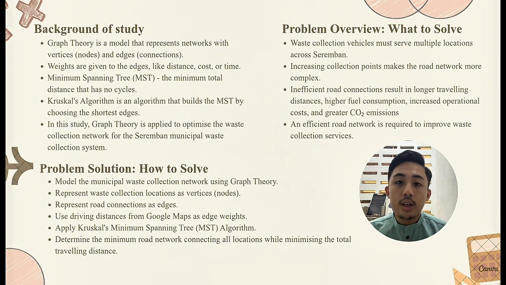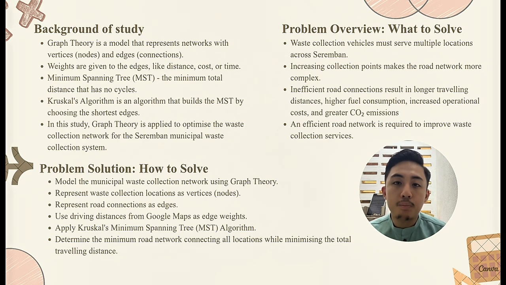Now, let's look at the problem addressed in this study. SWM Environment is responsible for collecting municipal waste from multiple locations across Seremban. As the number of waste collection points increases, the road network becomes more complex. If the network is not optimized, waste collection vehicles will travel longer distances, consume more fuel, incur high operational costs, and produce greater carbon dioxide emissions. Therefore, an efficient road network is needed to improve the waste collection process and support sustainable waste management.